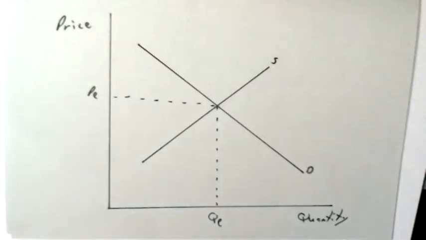Hello class. Okay, this is a short lesson in consumer and producer surplus, and then how the economic concept of a market failure applies. Now, market failure in economics has a precise meaning.